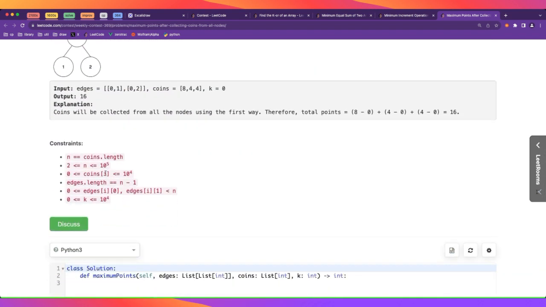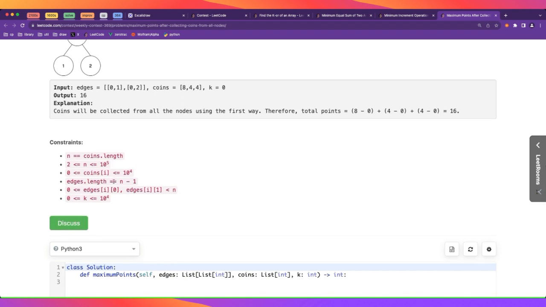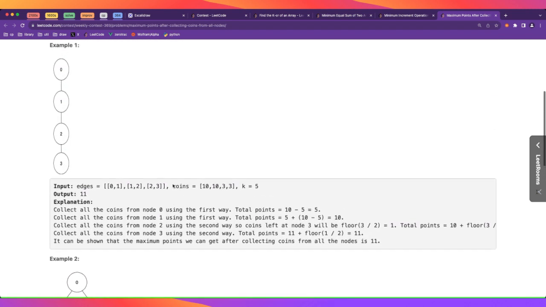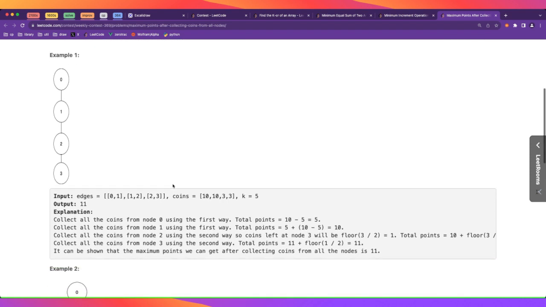And you need to return the maximum points that you can get. There are up to 10 to the 5 elements, and here we get a couple of examples. So here, collect all the coins from node 0 using the first way. We got 10 coins at node 0, and k is 5, so it's 10 minus 5, so you get 5 points here.